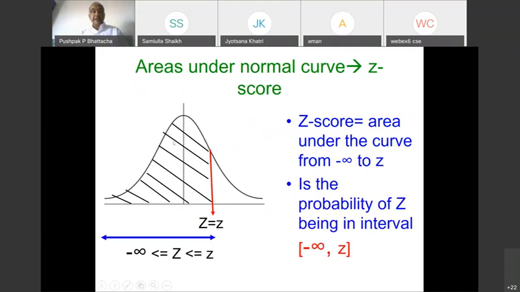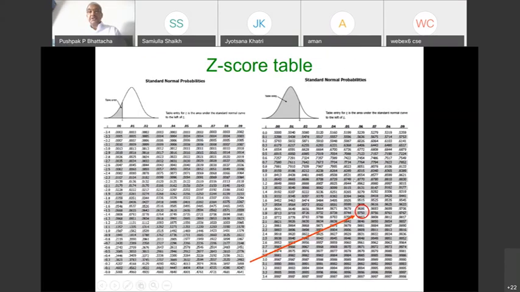The area under the curve from minus infinity to small z is called the Z score. Just remember this, it was done in 2 lectures. This area under the curve gives me the probability of a value falling in the range minus infinity to small z. And we also know how to read the Z score table.